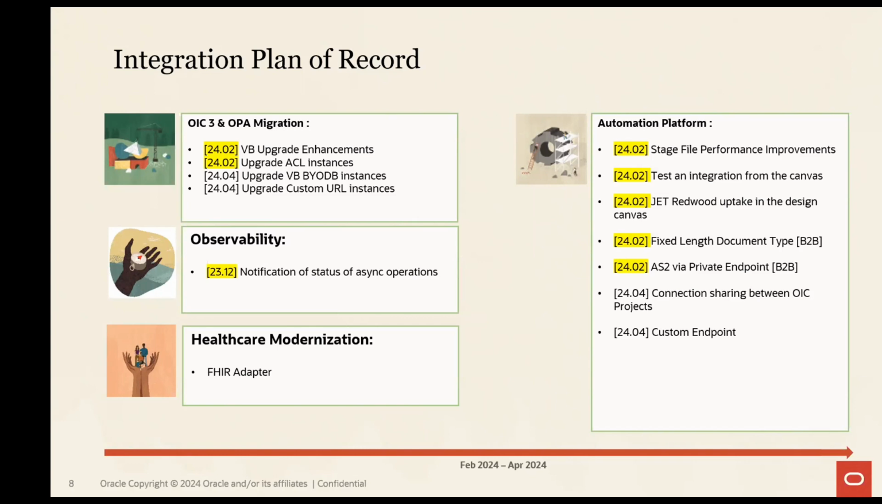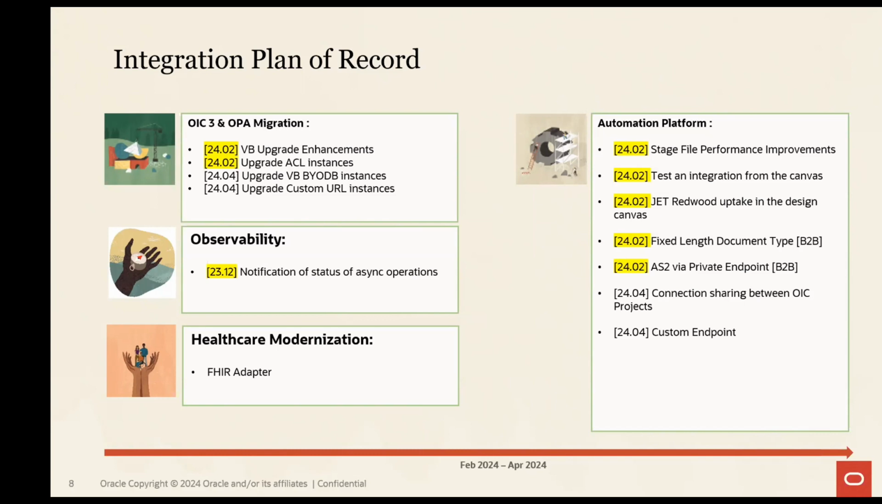You see that with B2B, we've had some additions there as well. The fixed length document type, the AS2 via private endpoint support is there as well. Other things to look at there that are coming in 2404 is connection sharing between OIC projects. We'll have a deeper look at that as well in the 2404 section. The whole idea here is like we've already introduced the ability to share integrations between projects.